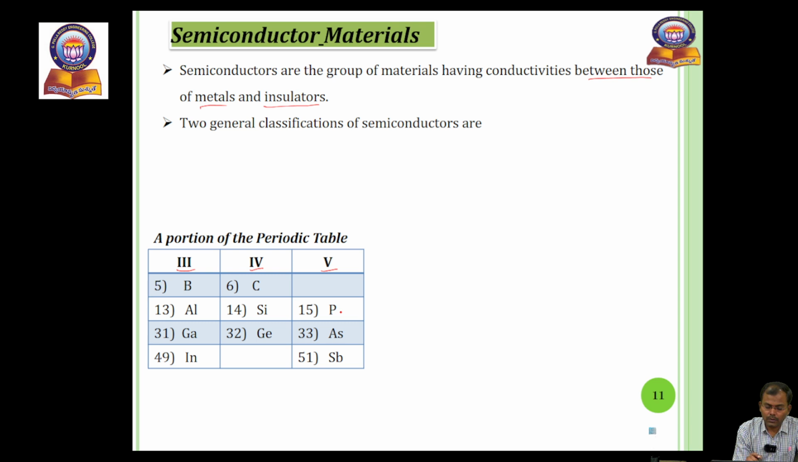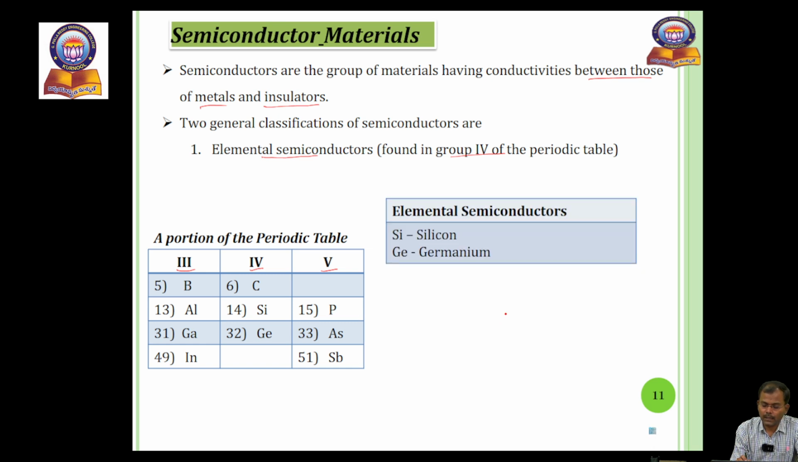So there are two general classifications of semiconductors which are made up of either the same group or a different group. The first one is elemental semiconductors. These are semiconductors formed by using only fourth group elements. So silicon and germanium are the two semiconductors made up of fourth group elements.